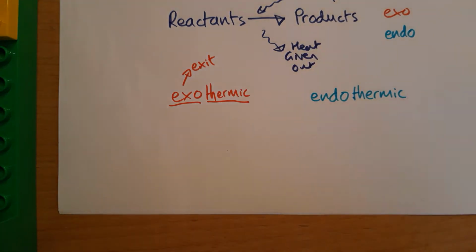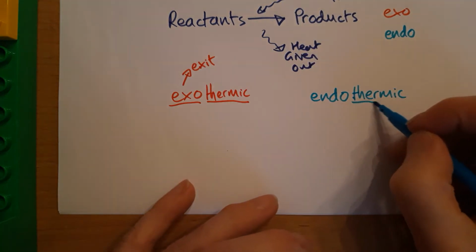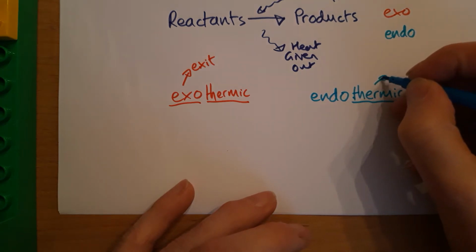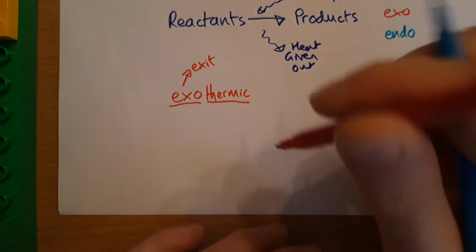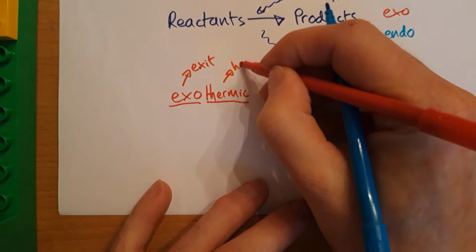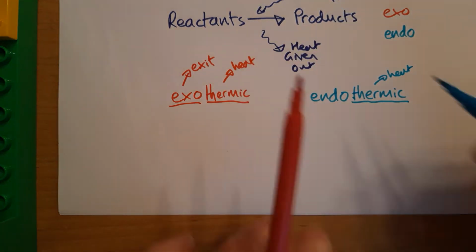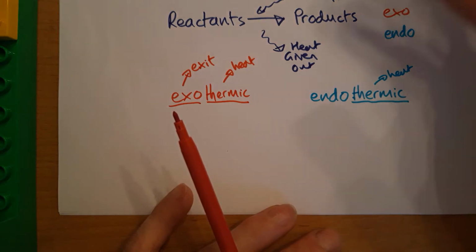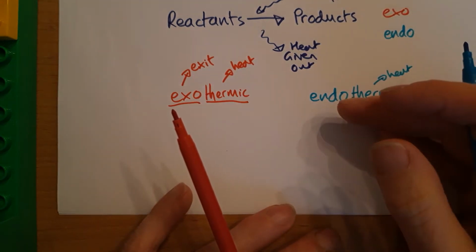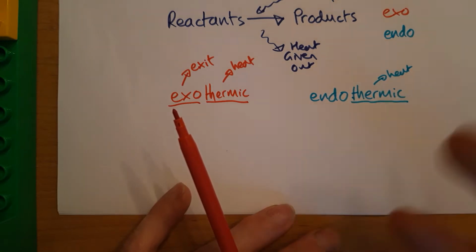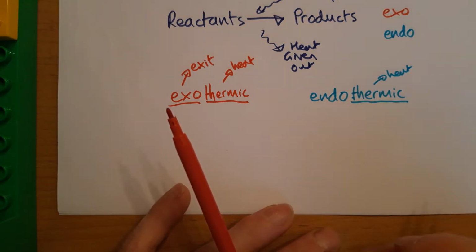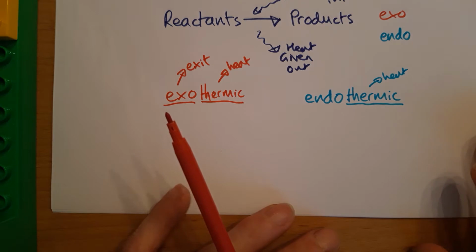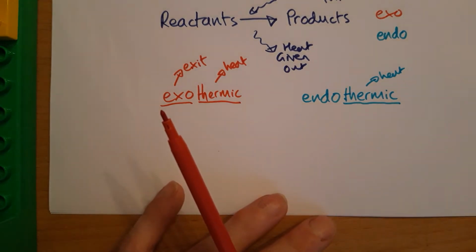Whereas endothermic, this bit is heat. So exothermic means heat exit, and endothermic, endo means inside or comes in. You might have heard of this. We have an endoskeleton, so we have a skeleton inside our body, whereas crabs and crustaceans have an exoskeleton, which is an external skeleton.